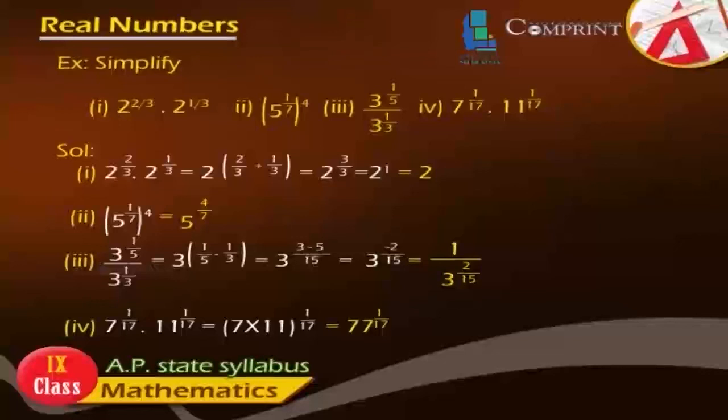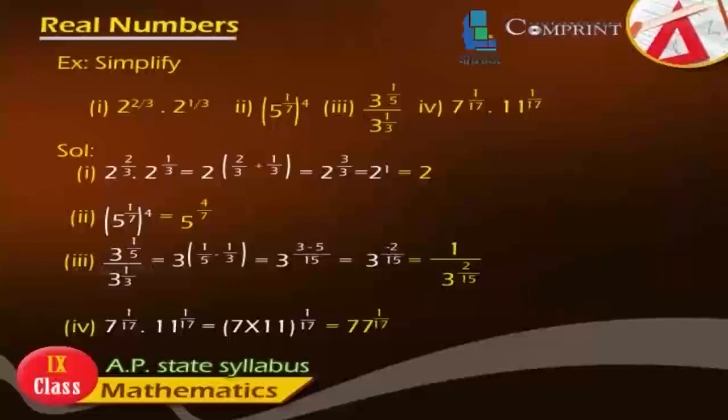Example, simplify. First one, 2^(2/3) · 2^(1/3). Second one, (5^(1/7))^4. Third one, 3^(1/5) / 3^(1/3). Fourth one, 7^(1/17) · 11^(1/17).